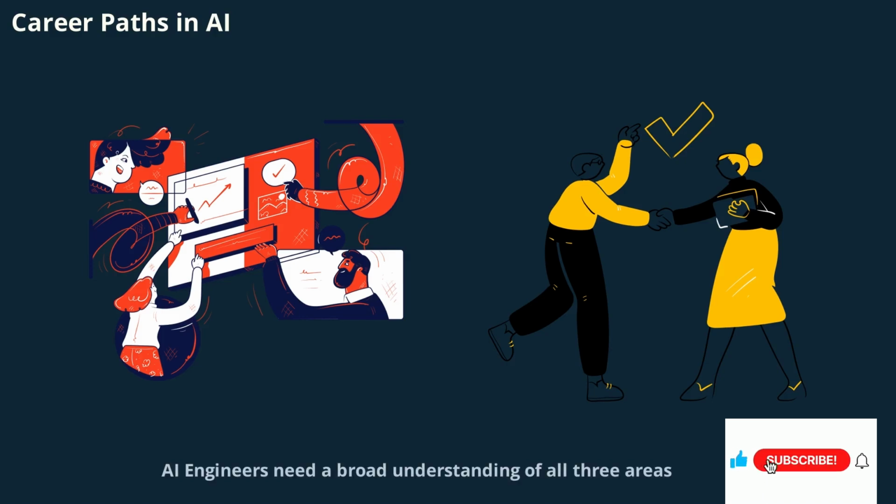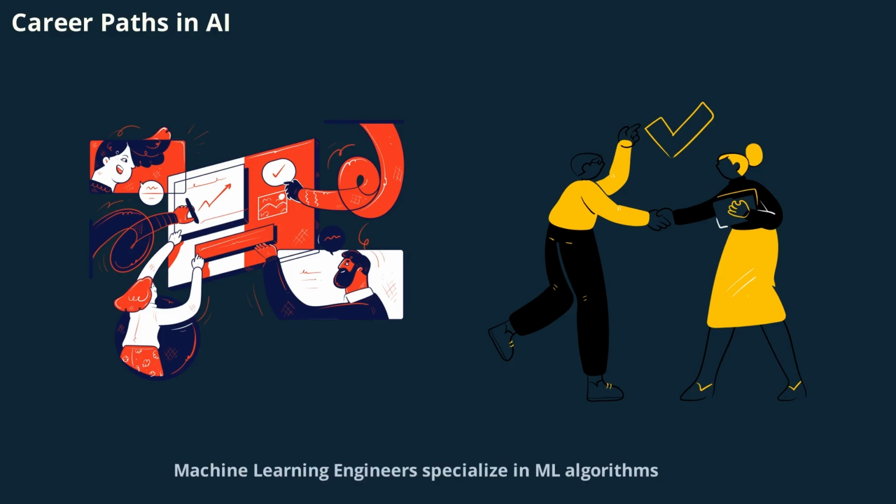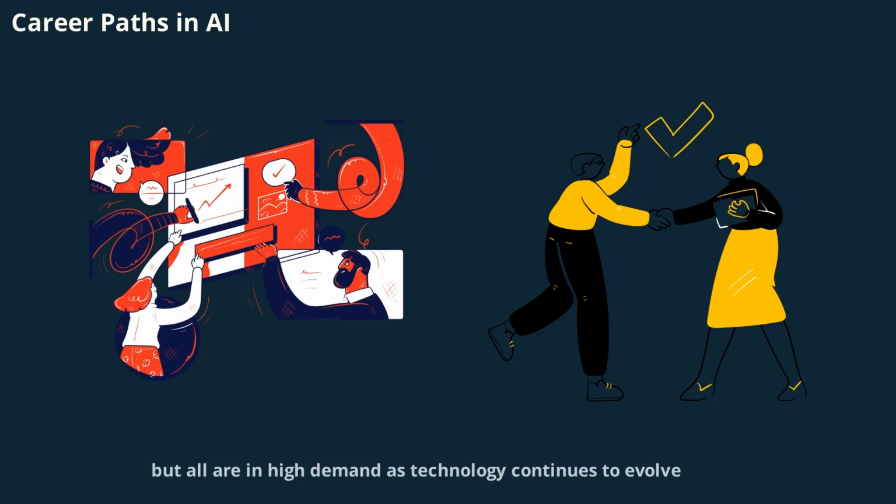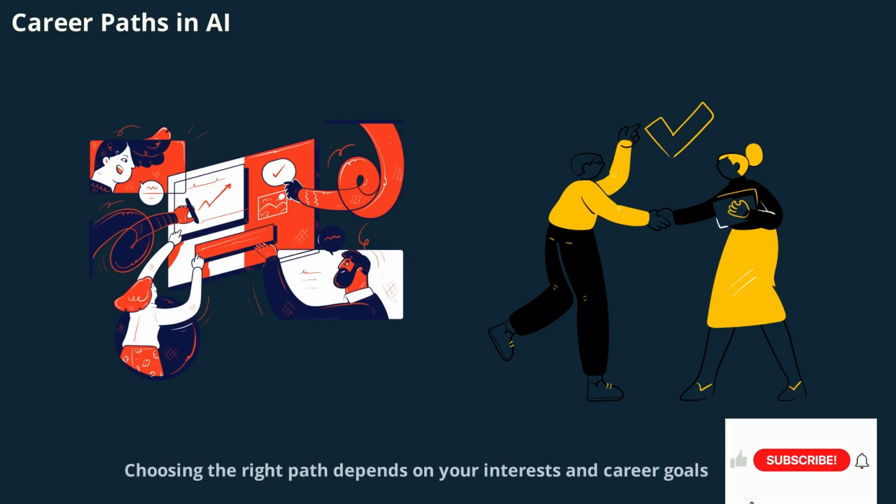There are many exciting career opportunities in this field. AI engineers need a broad understanding of all three areas. Machine learning engineers specialize in ML algorithms, while deep learning engineers focus on neural networks. Each role requires a different skill set, but all are in high demand as technology continues to evolve. Choosing the right path depends on your interests and career goals.